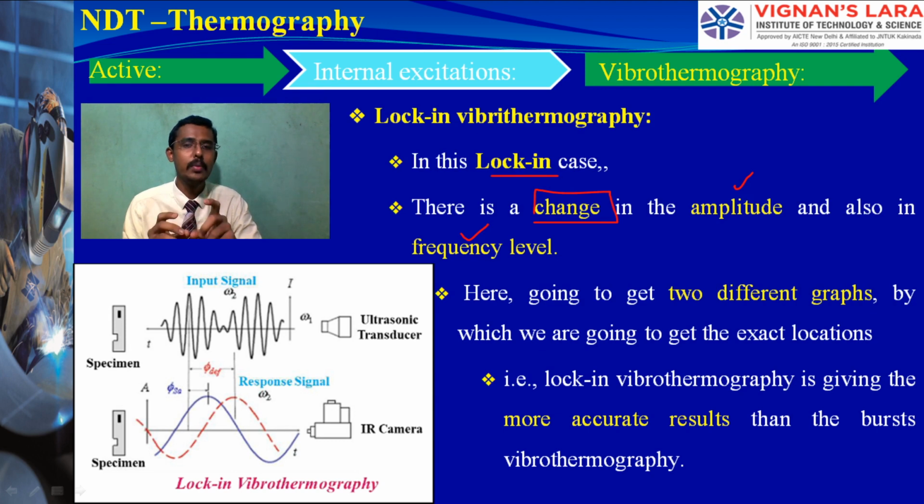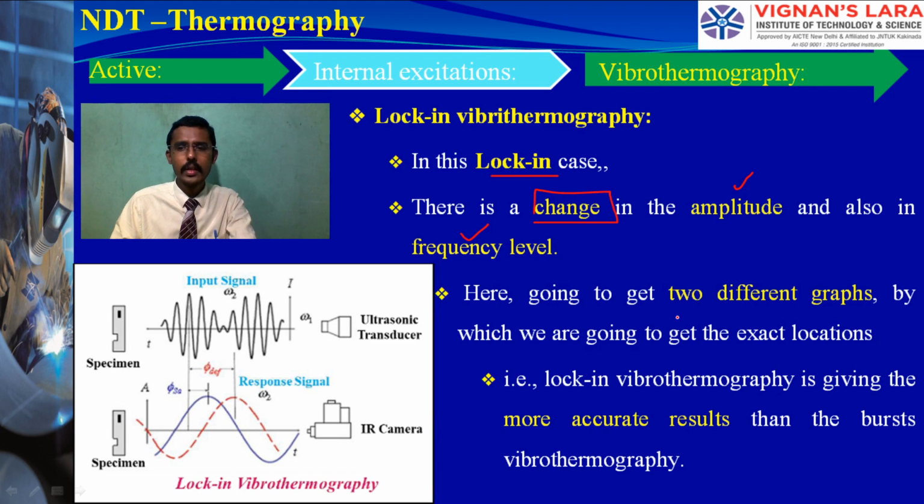Therefore there are multiple chances to identify the same point. When the high amplitude is supplied, one graph, maybe at that time one defect. When we supply the low amplitude or very large amplitudes, one more graph is plotted according to those response signals. So again there is a chance of identifying the defect at the same point. So we are creating multiple chances. That is why the lock-in method is better than the pulsed mode.